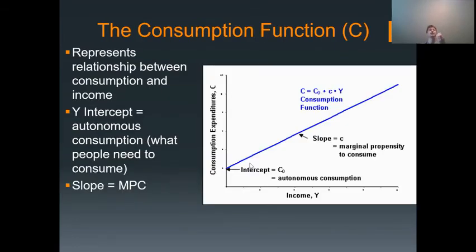We can also use this in the consumption function to represent what's going on. So the consumption function is the relationship between expenditures, consumption in general on the y-axis, and income or disposable income on the x-axis. So if you look at this, it's going to be an upward sloping function, which makes sense. As you have an increased income, you're going to have increased consumption. The y-intercept is going to be that autonomous consumption. It's what people need to consume, and this does include government spending. And the slope of that consumption function is going to be your MPC.